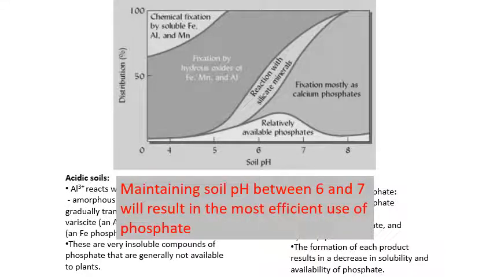What does this mean? This means that if you're a farmer and you want to fertilize your plants with phosphorus, then you first have to make sure the pH of your soil is correct. Otherwise, it will just immediately become unavailable. You can pour phosphorus on your system and the phosphorus will bind to iron, magnesium, and aluminium, and the plant still won't be able to take it up. So maintaining a soil pH between 6 and 7 will result in the most efficient use of phosphate.